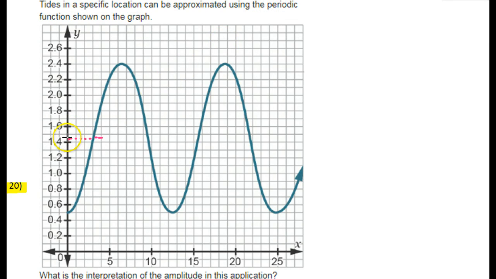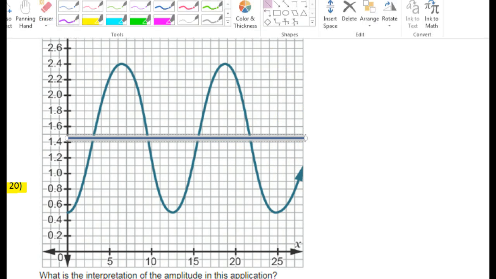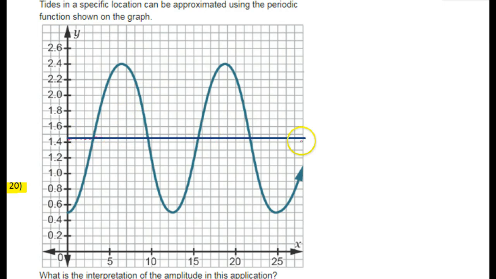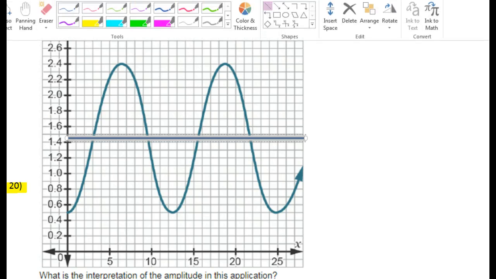Why am I drawing dotted stuff? When I have a line tool, baby. Let's go. All right, so the midline is somewhere in there. So I know that there's a such thing as high tide and there's such thing as low tide.